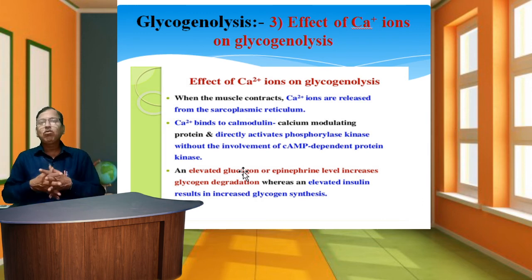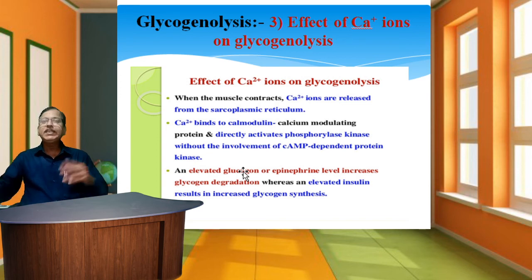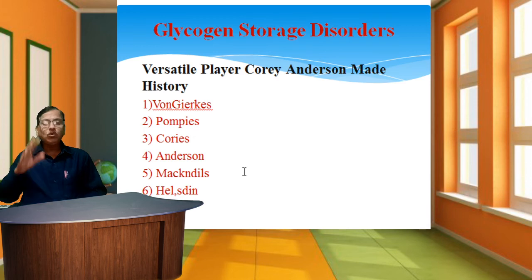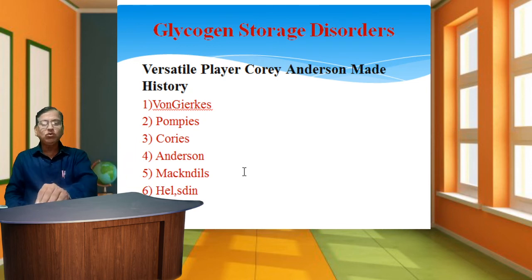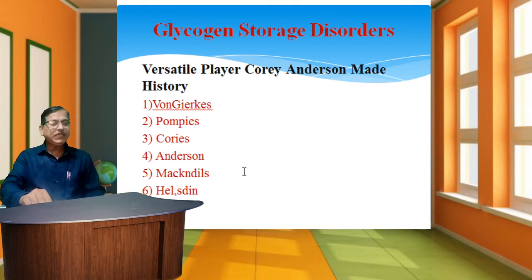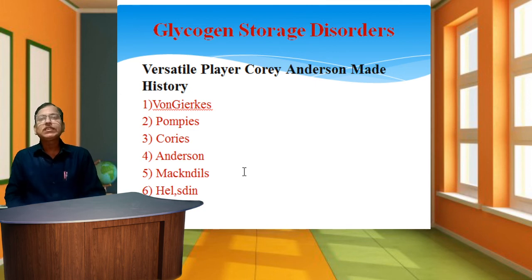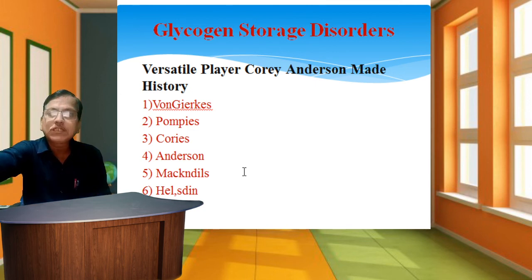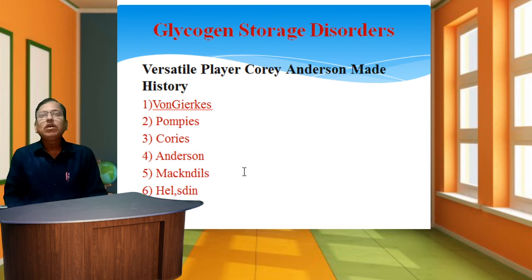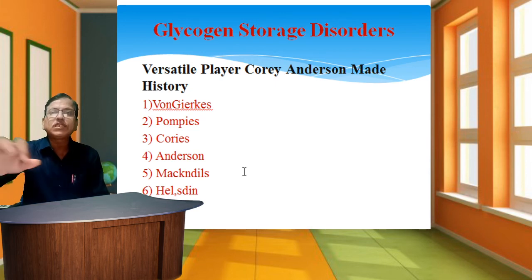An elevated glucagon or epinephrine level increases glycogen degradation, whereas an elevated insulin results in increased glycogen synthesis. So in this way, these three steps control the regulation of the glycogen processes. The last topic to include is which types of glycogen storage disease play active roles in this process.